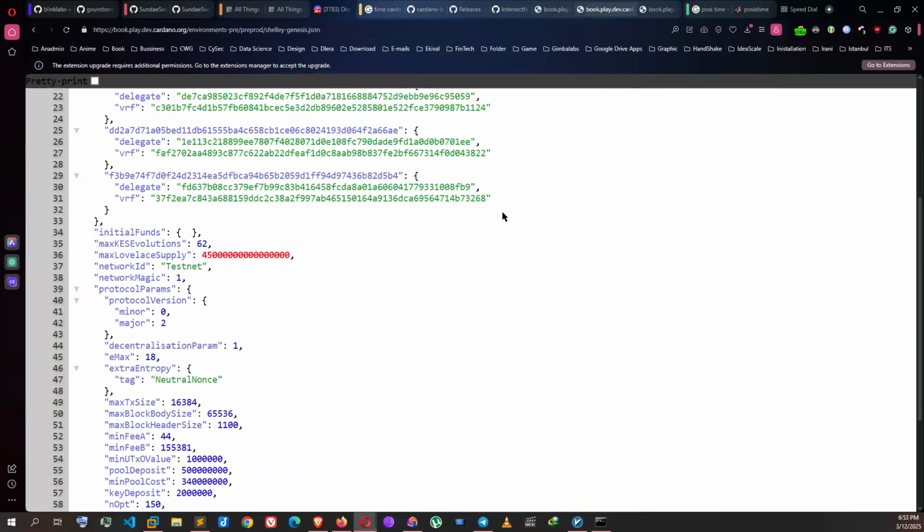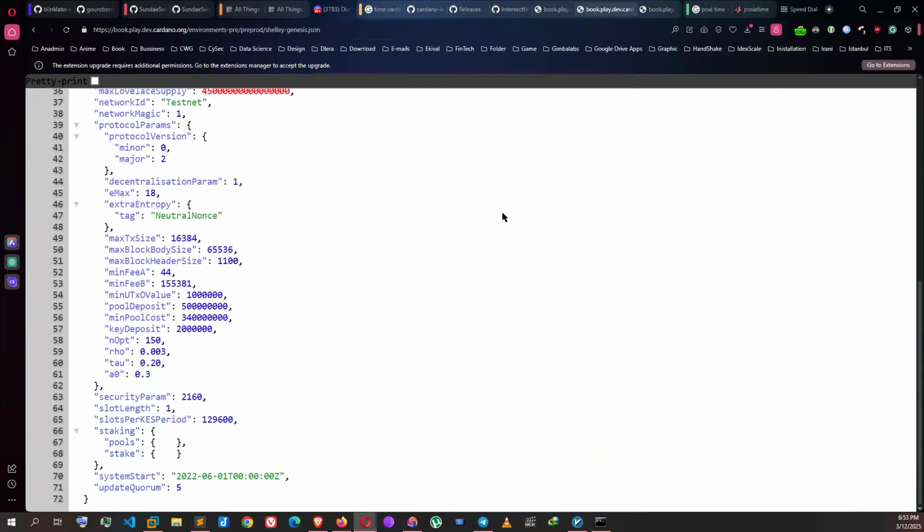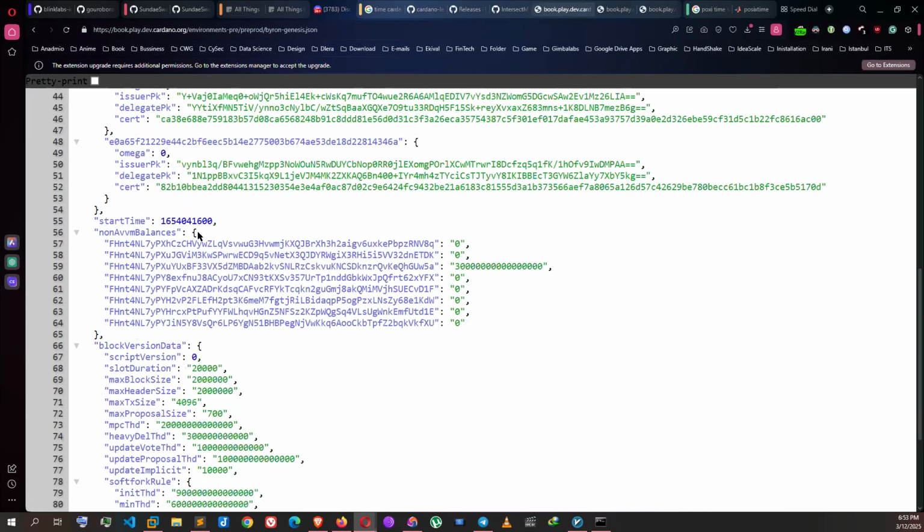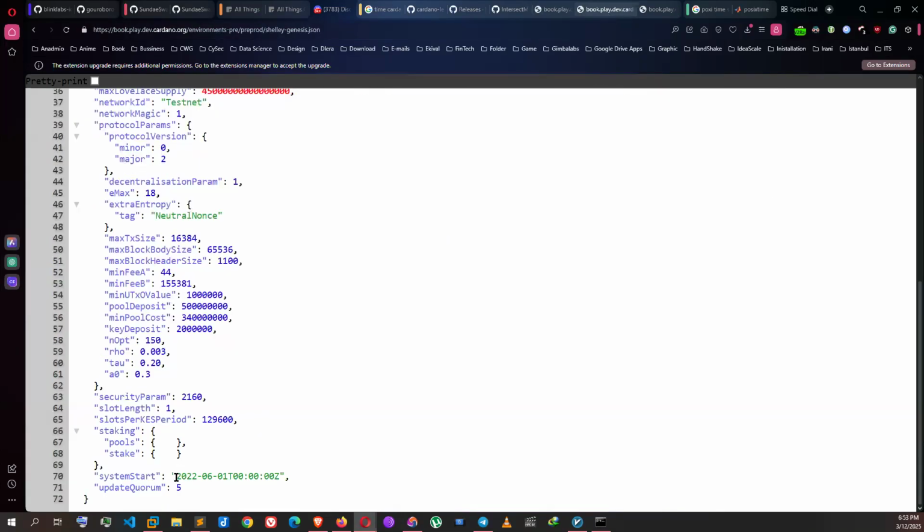So, you see things, and we talk about the time, but scroll back down to the bottom of this, and you see system start time. That is the time of the start of the era, the Shelley era. And in Byron, it was in POSIX time, and they've changed it to this. Of course. Why not?